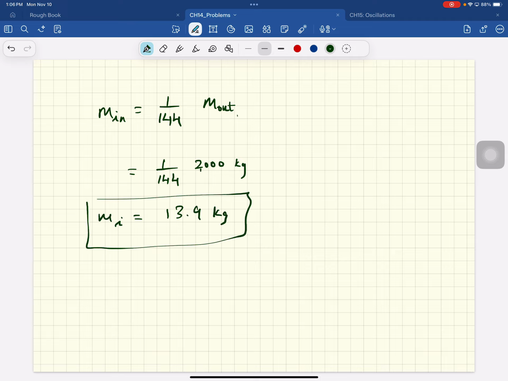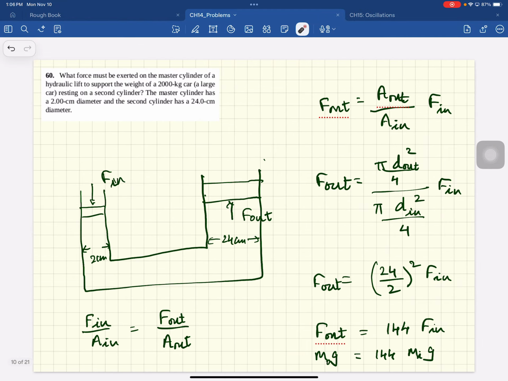So the input mass is 14 kgs. 14 kgs is roughly 35 pounds. Okay. So you apply a 35 pound force and you're lifting a 4,500 pound car. 2,000 kgs is 4,500 pounds. So you can just push that with your hands and lift the car up. Yep.